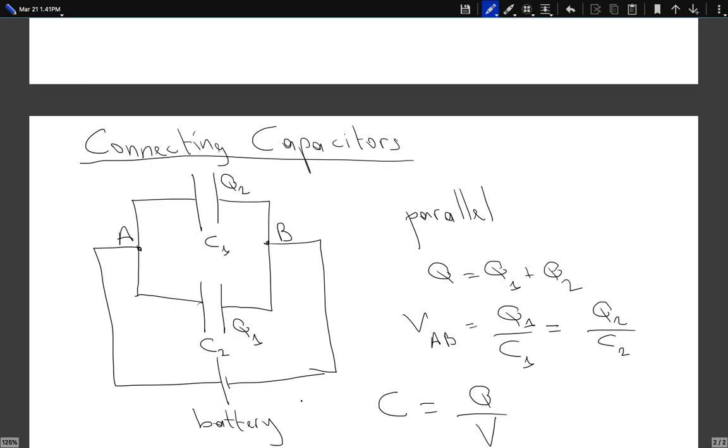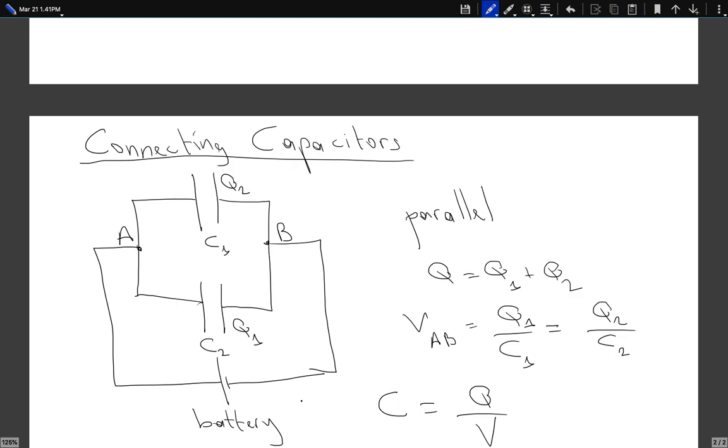Second, for the calculation of the capacitance, we need to put some charge on my system. If I put some charge, it will be distributed over all the points that it can access. Some of it will be over here, some of it over there, Q1 and Q2. And I can calculate the potential difference between A and B.